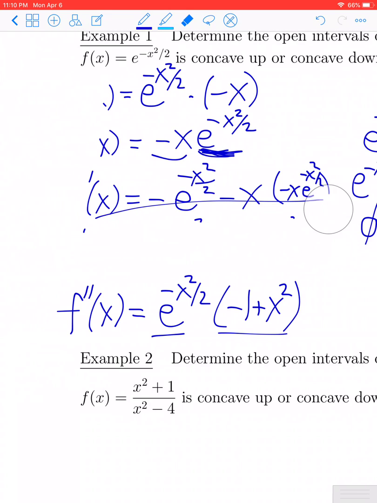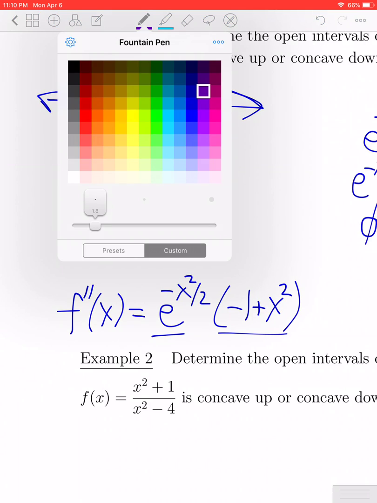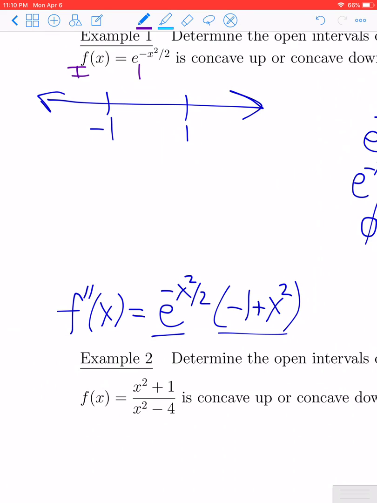Let's come over here. If I plot those 2 numbers on a number line, they're going to subdivide the number line into 3 regions. Region 1, region 2, and region 3. Let's pick a test point in the first region. In region 1, we could do something like, let's say x equals negative 2, and we want to investigate the sign of f double prime.